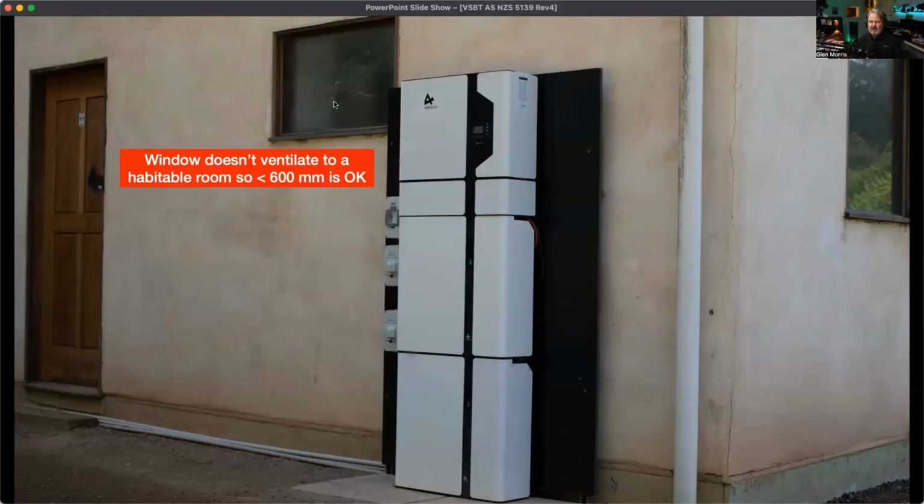I've got to stay 600 mils away from a window if it ventilates a habitable room. Now that's a bathroom behind there and it's a sealed window. So it doesn't ventilate and it's not a habitable room. So I can put it there, no problem.